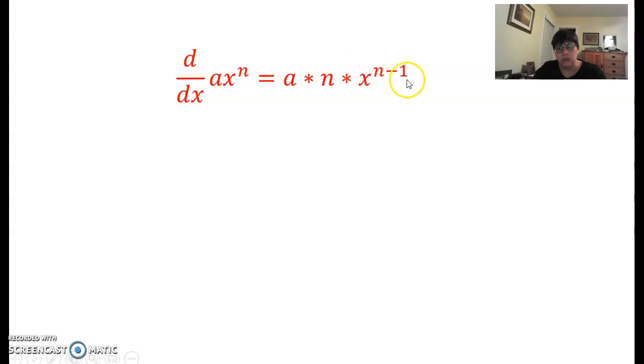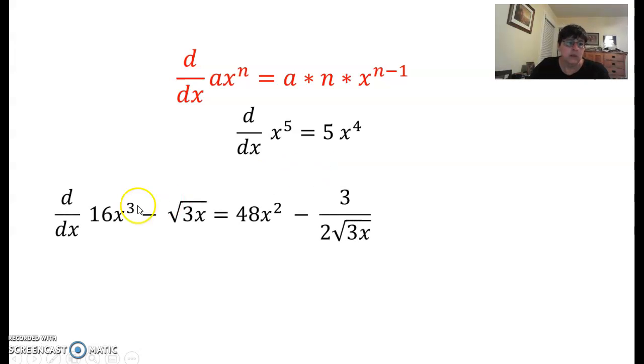So we're working with the power. And x to the 5th is 5x to the 4th. The derivative of 16x cubed would be 48x squared.